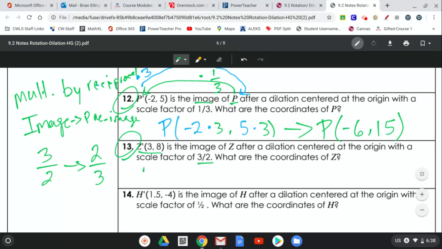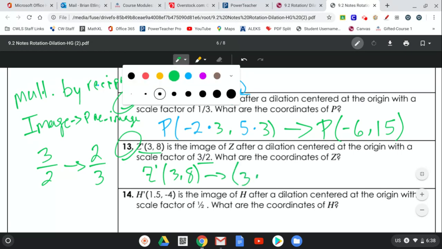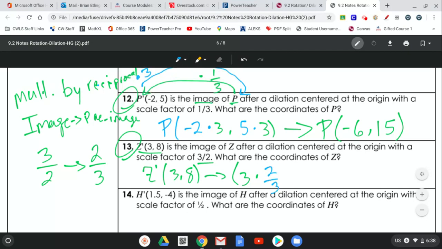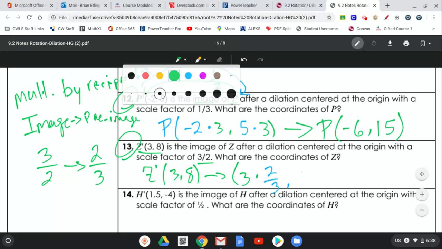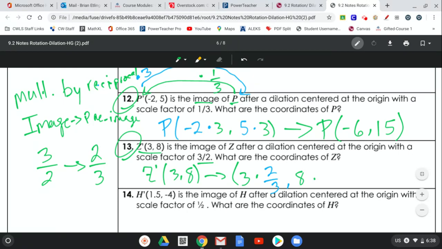So we are going to take this Z prime coordinate, which is at 3, 8, and we are going to do 3 times 2/3, and then we're going to do 8 times 2/3. And when we do that, we get the coordinate for Z to be 2 and 16 divided by 3, which, guys, if you're doing this, I don't mind if you leave it in decimal form, which would be 5.3 repeating, okay?